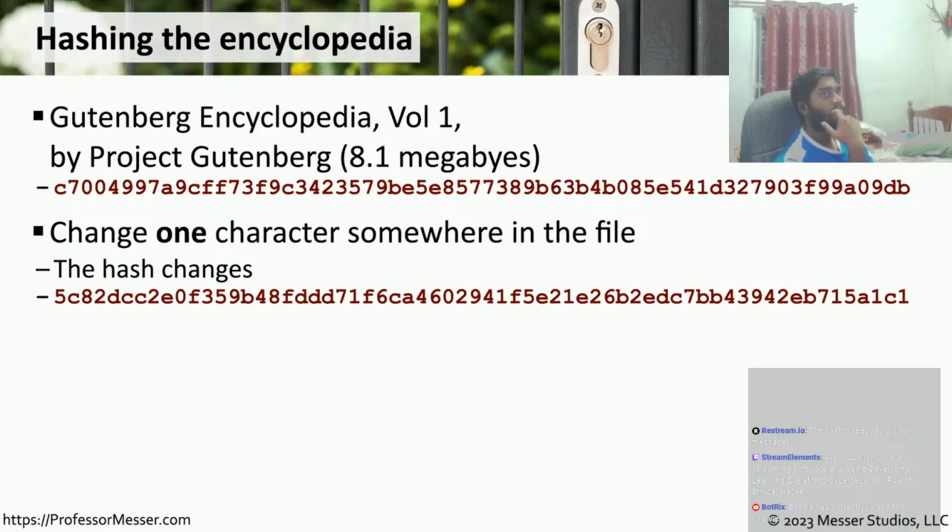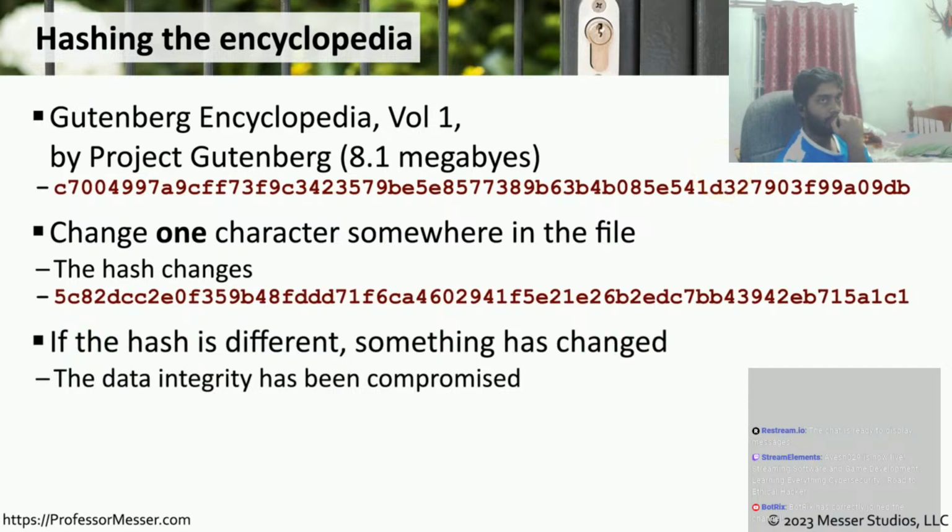But it would be very difficult for a human to read through all of that data, 8.1 megabytes of text, and somehow determine where that individual change might be. But if you perform a hash of the changed data, you'll see that the hash value that I create is very different than the hash value that was original. So if I have downloaded this file, perform my own hash, and compare it to the original, I can see that something has indeed changed with this particular volume 1 of the Gutenberg Encyclopedia.